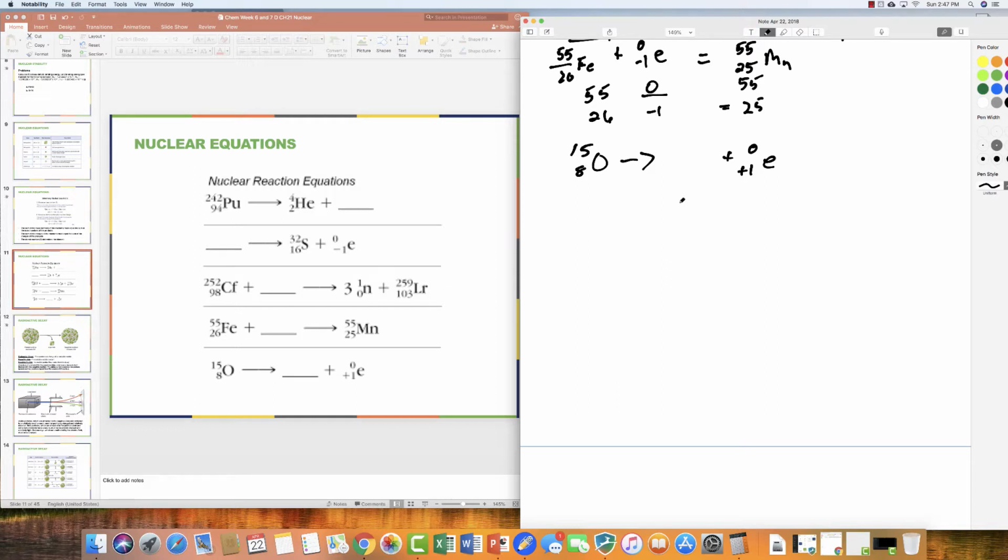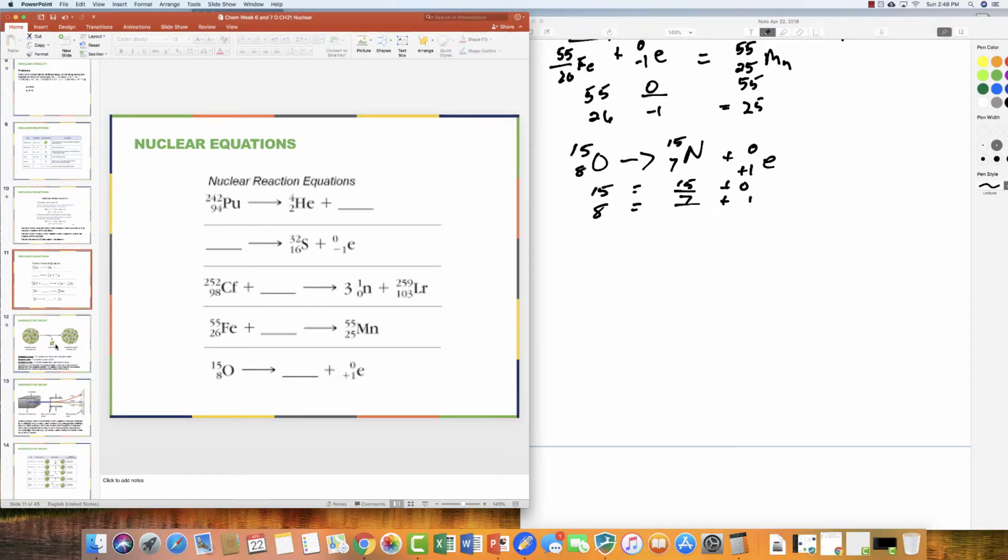And so you've got something plus 1 equals 8. And on the top side, you've got 15 equals something plus 0. So that's going to be 15 there, and this has to be 7. So this is 7, 15, and that's nitrogen. So oxygen breaks down to give off a positron and leaves us with nitrogen-15.